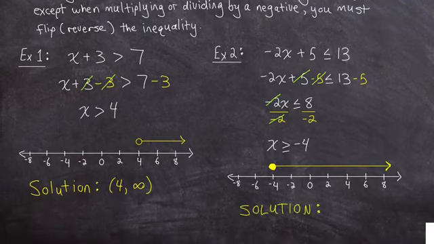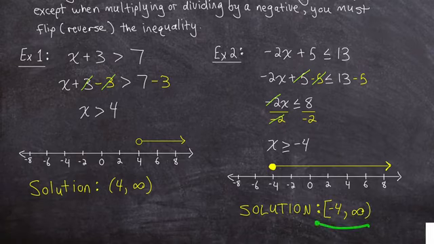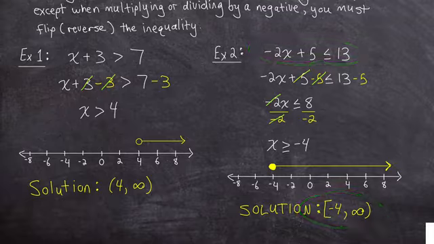The interval of x values greater than or equal to negative 4 would be the numbers from negative 4, including negative 4, so square bracket at negative 4, all the way up to infinity. Choosing any x value from within that interval will satisfy the original inequality.